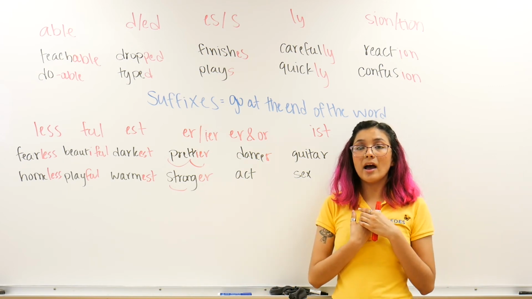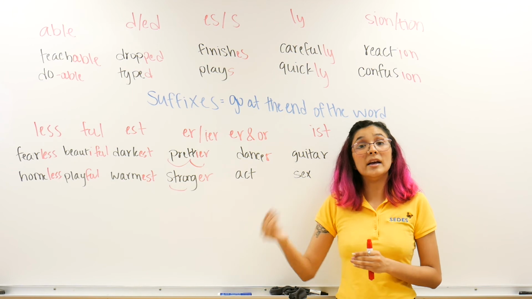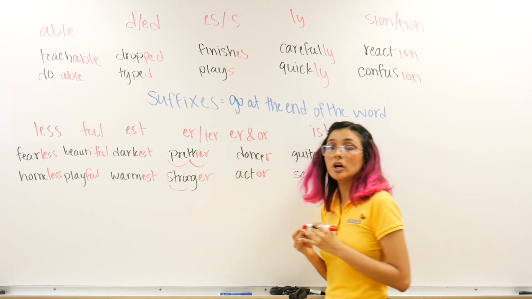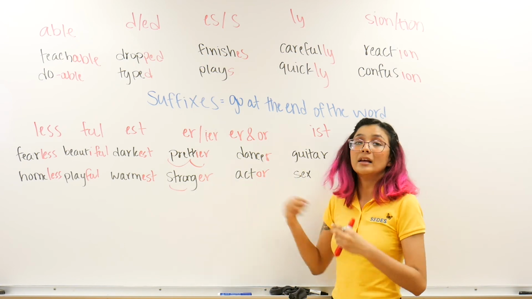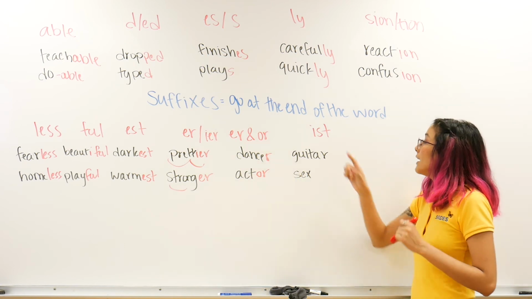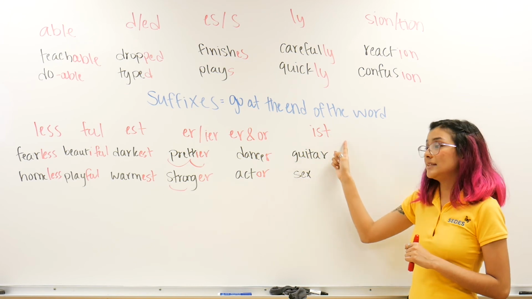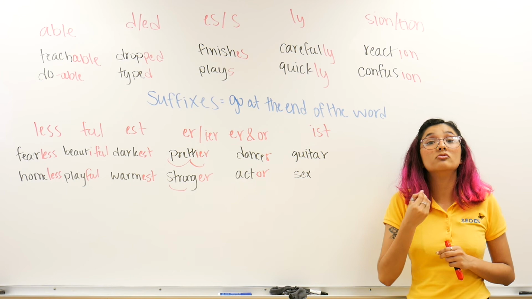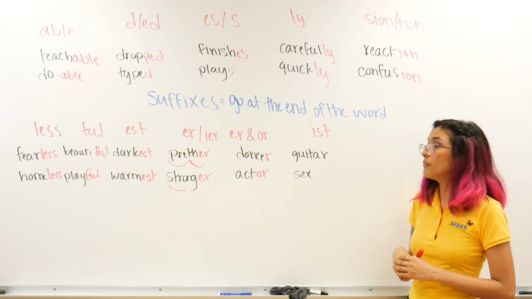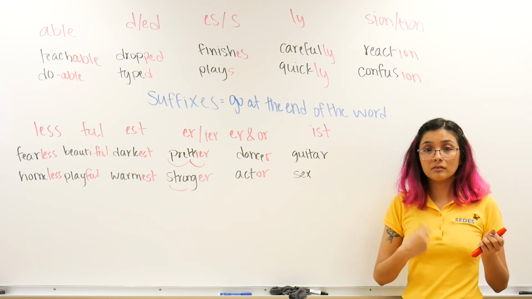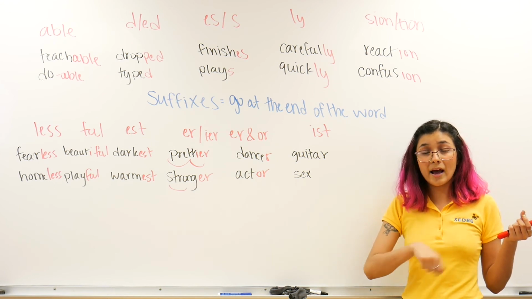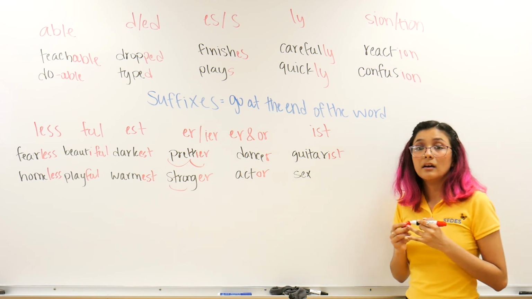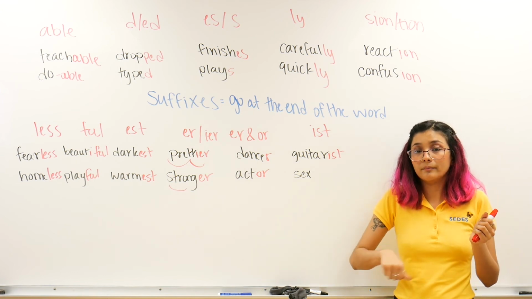Act. If I am someone who acts, that is my job. My title, right, is going to be actor. O-R. Right, that is my occupation, what I do. Now we're going to look at this one. IST. IST is going to be for someone who believes in something or someone who does something. So for example, if I play the guitar, right, I do, right, I play the guitar. So I am a guitarist. I do this. This is what I do.